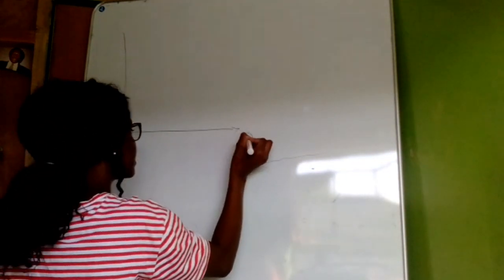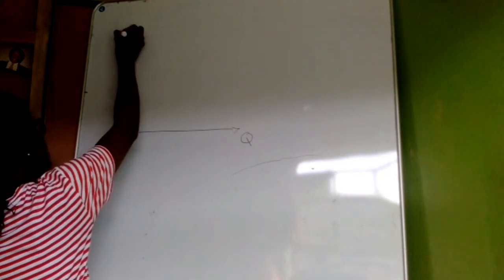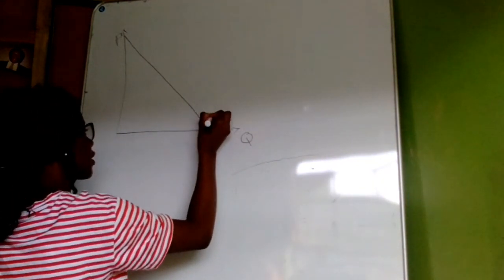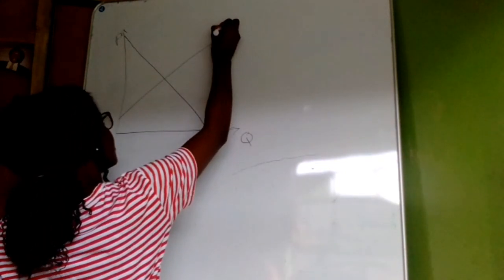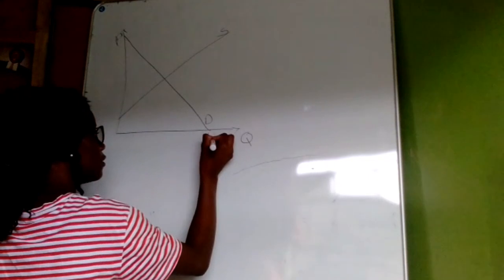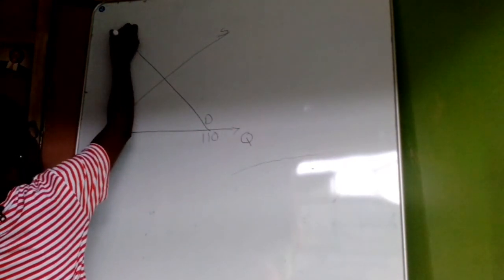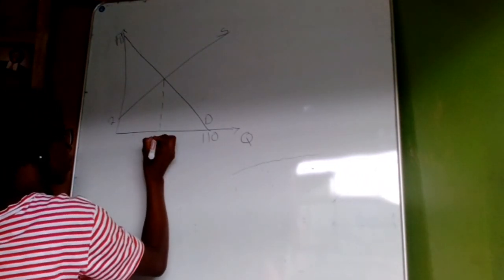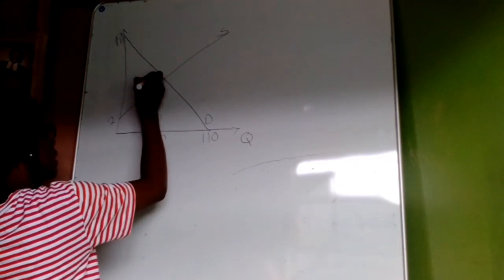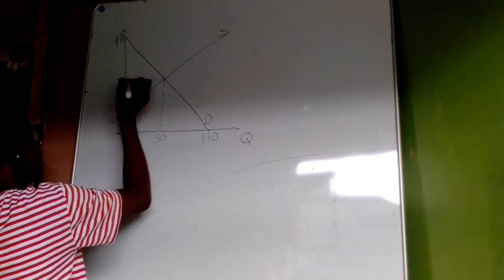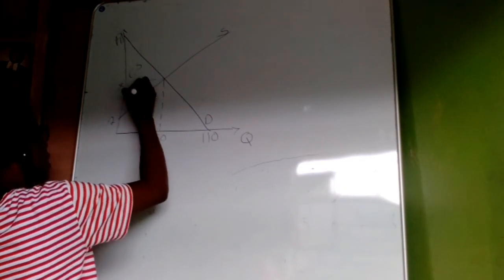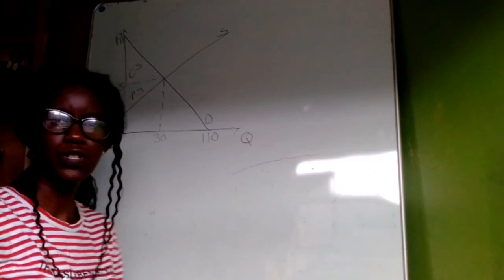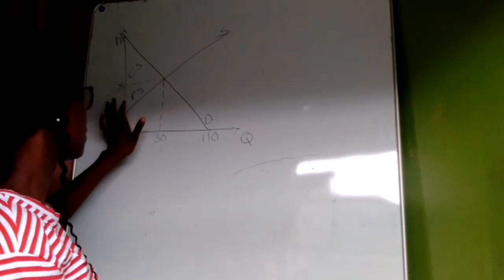In the previous video, we ended on a graph that looks a little something like this. So we had our quantity, price, the demand curve, the supply curve. We had a figure of 110 here, an 11 here, a 2 here. Our equilibrium quantity was 30 and our equilibrium price was 8. So we had our consumer surplus up here and producer surplus down there. So we're going to start with how to calculate the consumer surplus and the producer surplus.